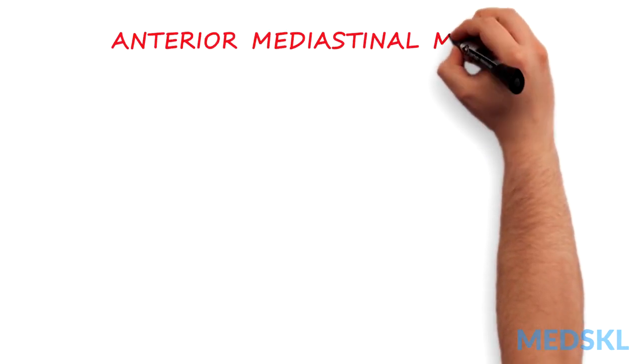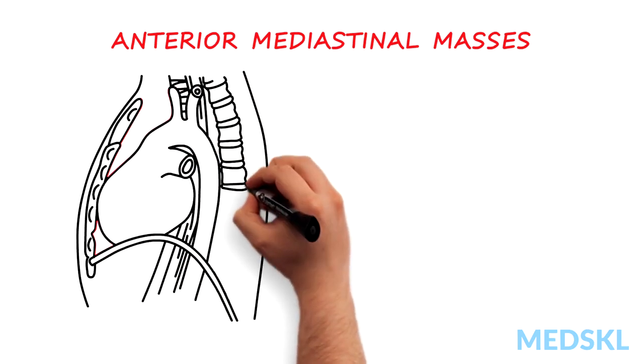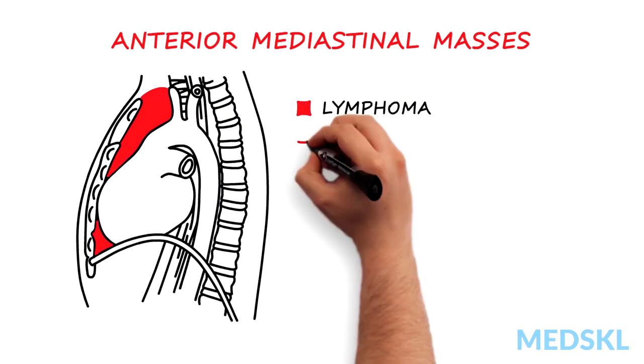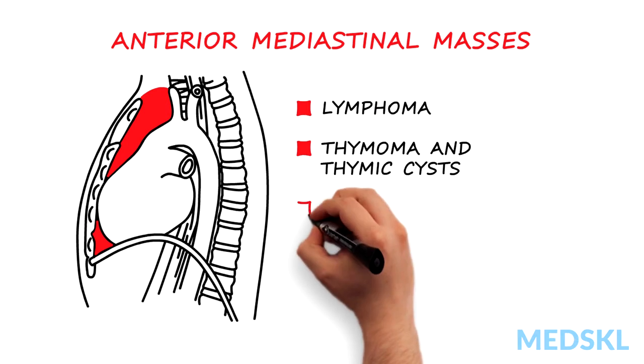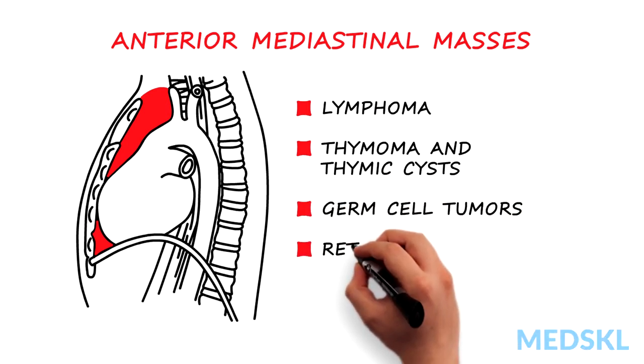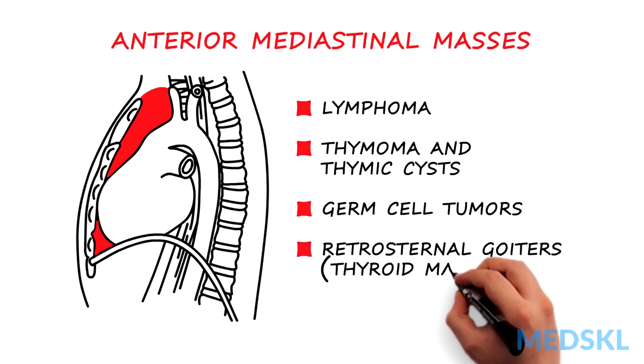Masses in the anterior mediastinum can include lymphoma, both Hodgkin's and non-Hodgkin's, thymoma and thymic cysts, germ cell tumors, retrosternal goiters, and thyroid masses.